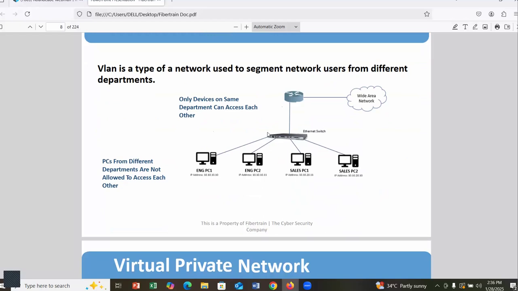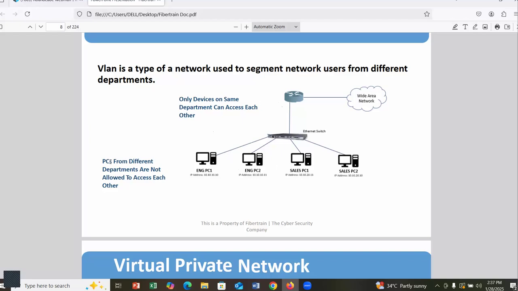So here is a diagram of what a VLAN looks like. We have the first system on the network, which is engineer PC1, and the second system is engineer PC2. The third system is sales PC1, and the fourth is sales PC2. These engineer PCs can only talk to themselves. The sales PCs as well can only talk to themselves, but they cannot talk to the engineer PCs because we have already implemented a VLAN on it. We have put these two systems in one VLAN and these two systems in another VLAN.